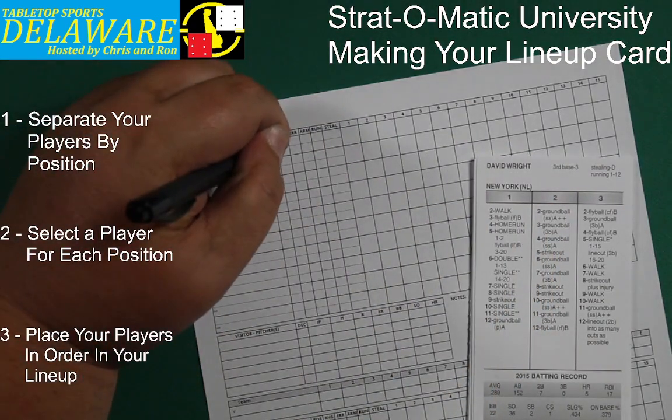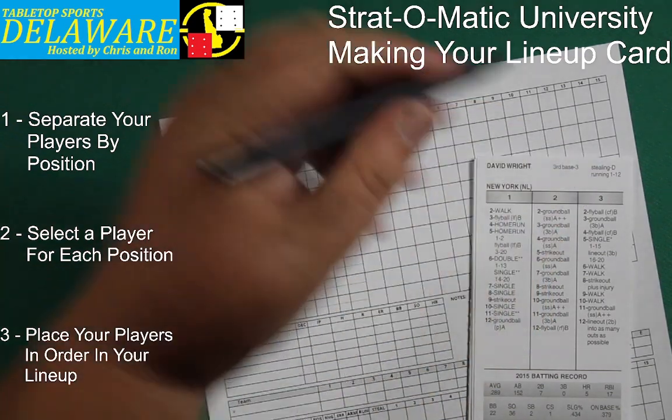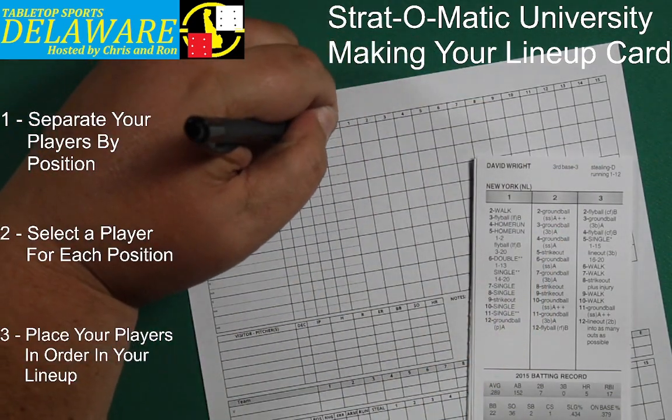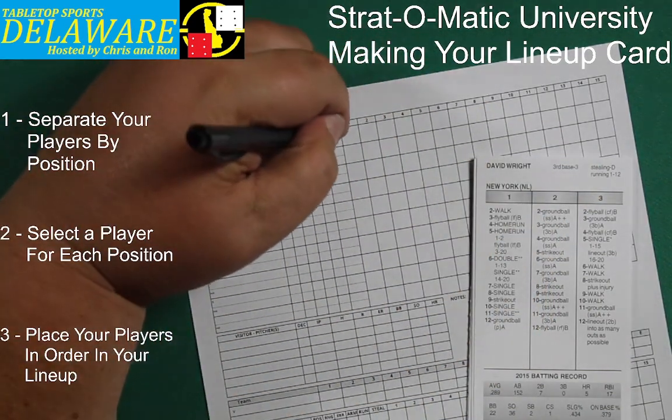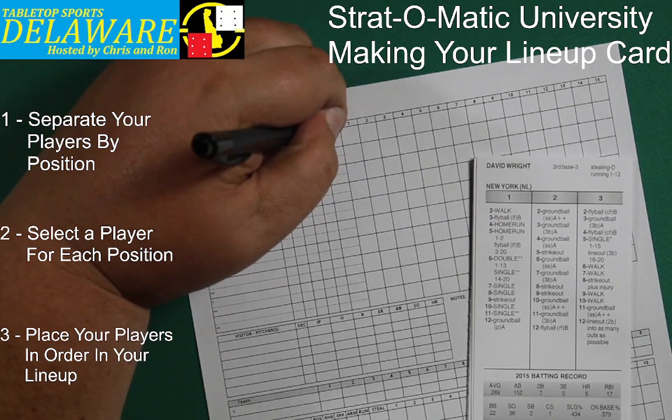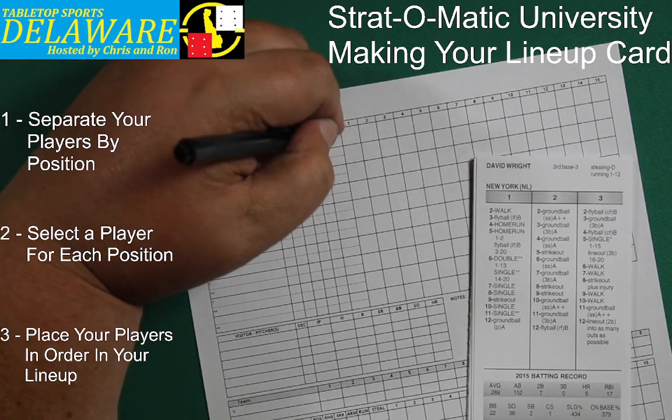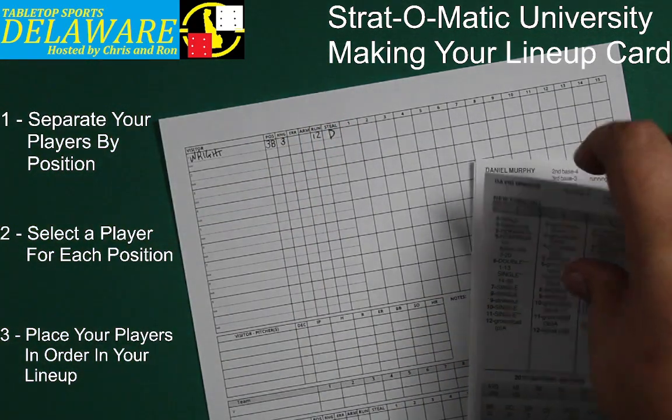He plays third base. Fields at a 3. His running is 1 through 12, and his stealing rating is a D. That is our first batter.